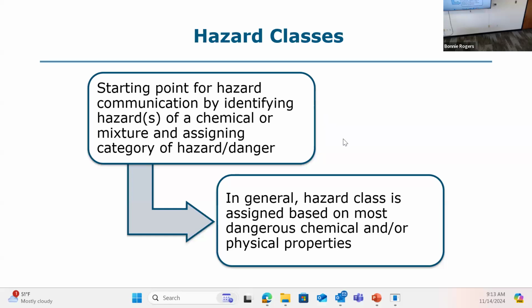Okay, so the hazard class is going to be based on the most dangerous chemical or physical property. Some of them have other associated properties or dangers, but we want to go with what's going to be the most severe.